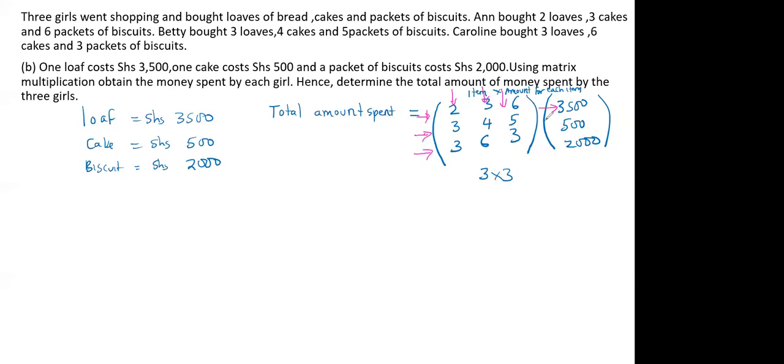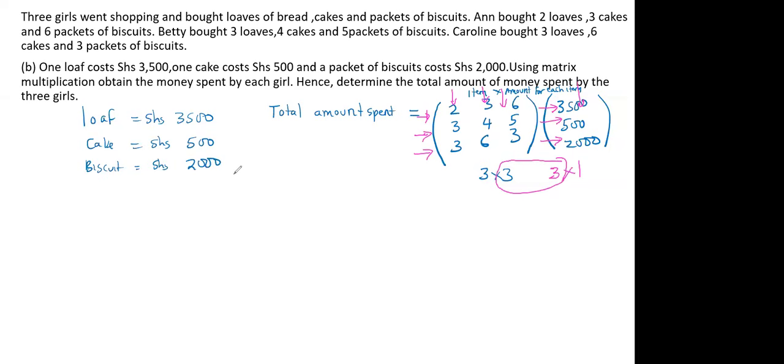Then when it comes here, this is 1st row, 2nd row, 3rd row. So that will be 3 by, here it has only 1. And we have said the moment you find that these ones are the same, then it means that you can multiply those two matrices. So these two matrices can be multiplied.